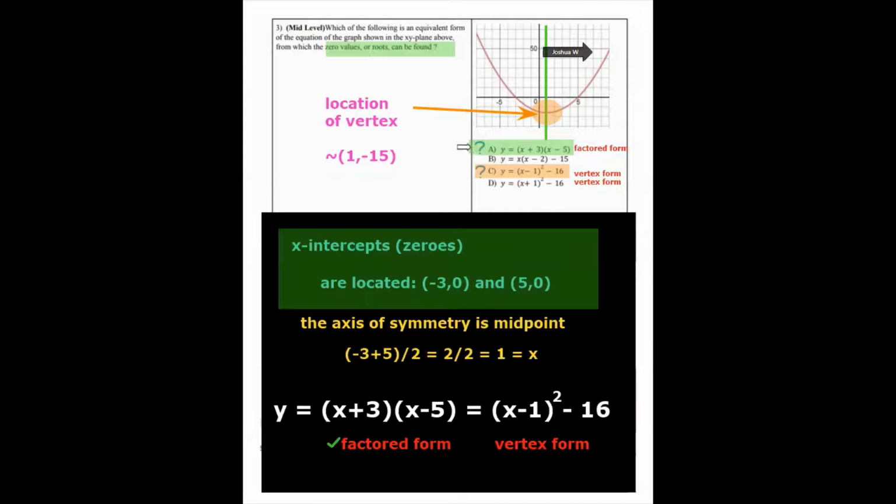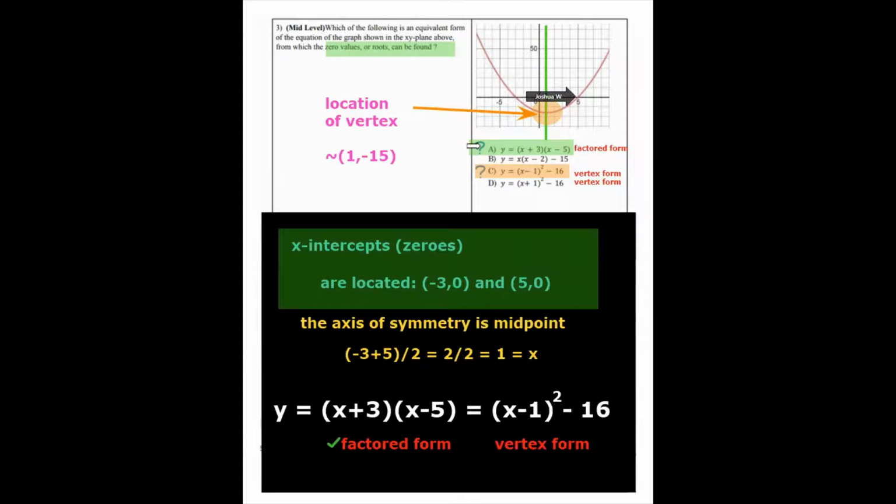Okay, so what we have to do is we can then say the symmetry line will be at the midpoint, at x equals 1. So as it turns out, we actually have two correct answers for the form of this equation. The first one is y equals (x plus 3) for the first zero, that's the first zero product, and then (x minus 5).